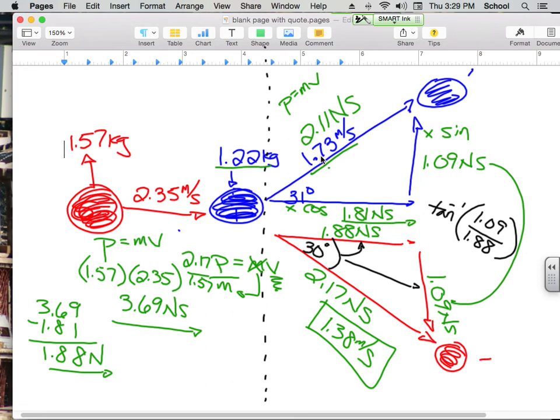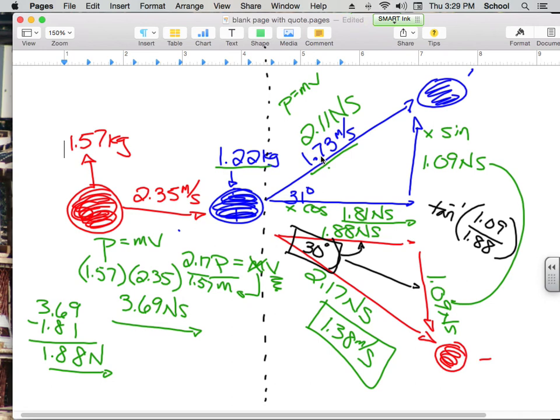Mr. Paulson, why is it the inverse of tan? Because I'm looking for the angle. Here I had the angle, so I just hit the buttons. But here I'm looking for the angle, so I have to hit second to get to that one. So our second box there is going to be 33 degrees.